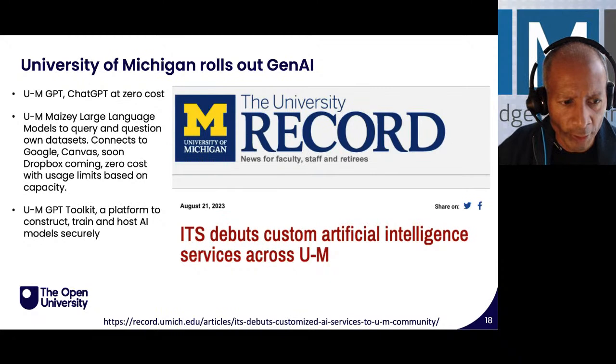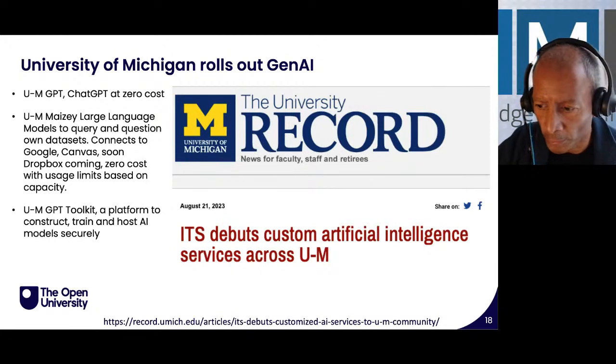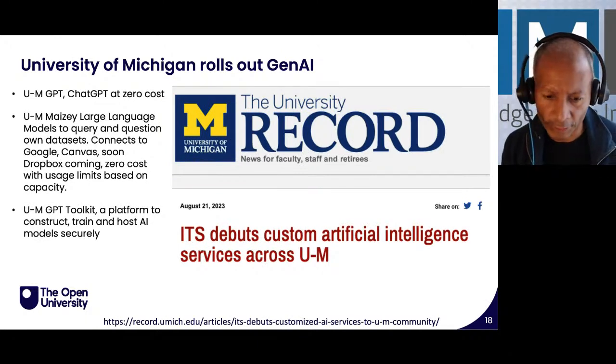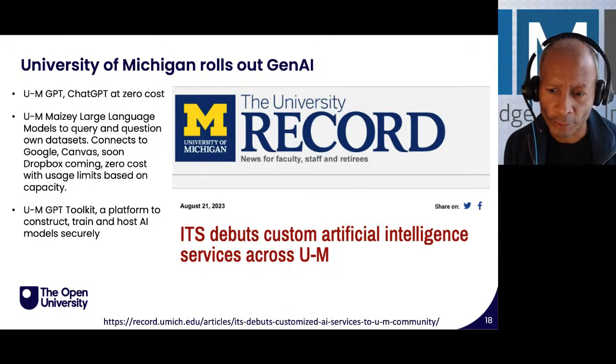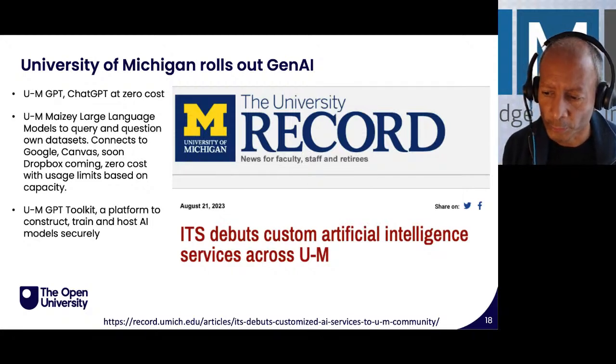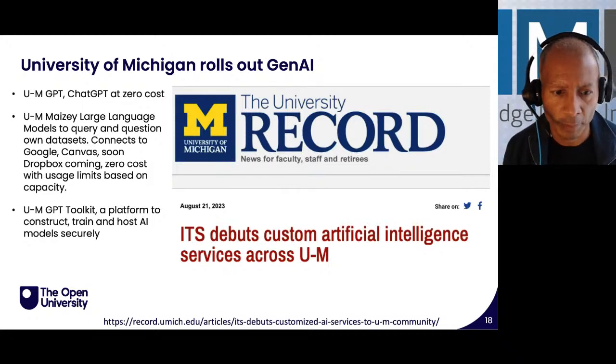And then they have a third service, GPT Toolkit, which will allow students to construct, train, and host their own AI models securely. One thing that people do with these generative AI systems is that they are generic. So ChatGPT was trained on the entire web, so it sort of speaks in an average web voice. So what organizations tend to do is tune it to speak in the way that our organization works. So we're thinking of tuning this on OU content, for example.